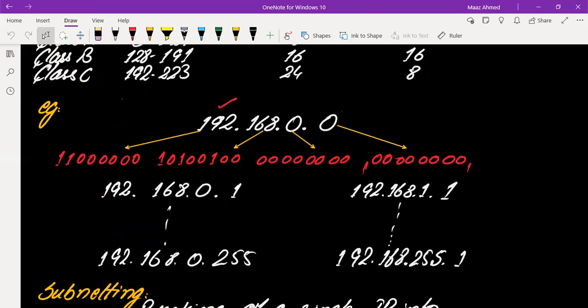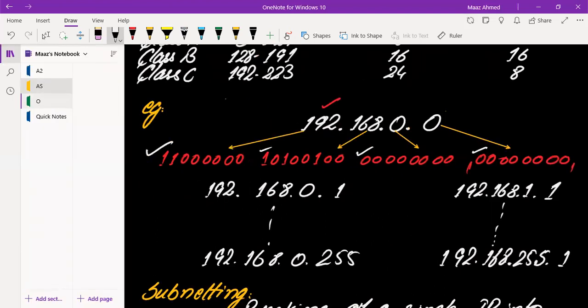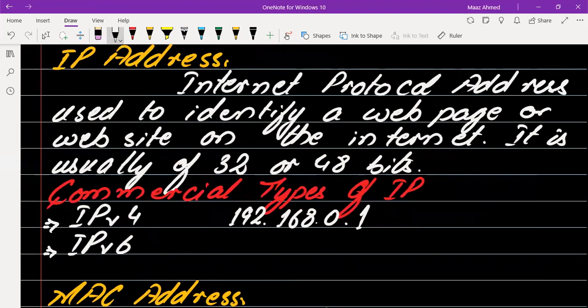192.168.0.0. Now, if I write each and every denary number in 8 bits, 192 is represented in this way, 168 is represented in that particular manner, then 0, and then again a 0 over here. So there are 4 sets of 8 bits, and overall these are 32 bits. Coming back over here, these are 32 bits or 48 bits, or they might be 128 bits as well.